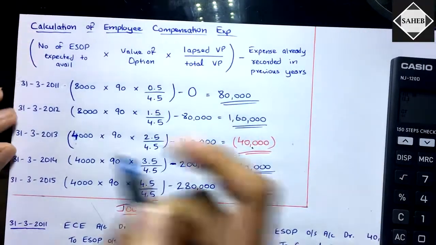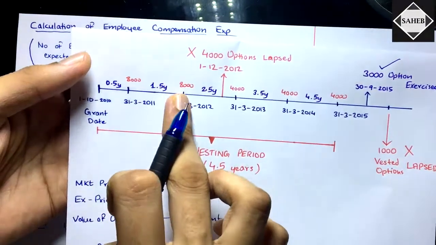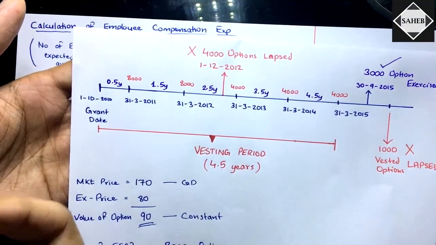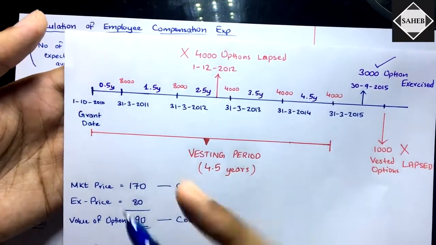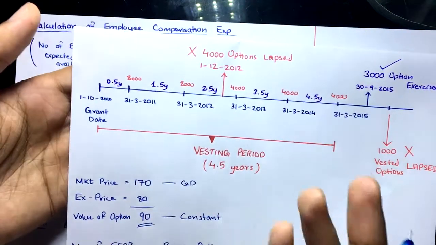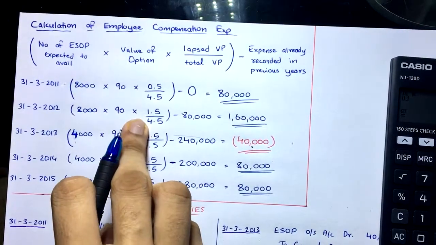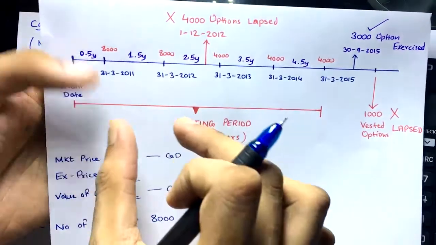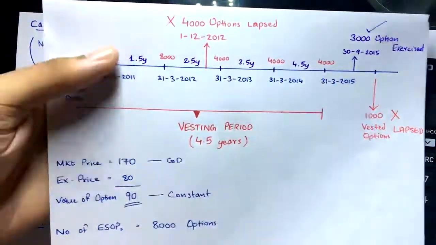Is that clear? Then 31st March 2012, still we can safely assume that all the options will be exercised in future, because nothing is mentioned otherwise. If something had been mentioned in the question, then we would have changed our estimate, but nothing is mentioned. We can safely say that all the 8,000 options will be exercised in future. So 8,000 into 90, the value of option, into the vesting period. Till 31st March 2012, how much year has been passed? 1.5 year has been passed, and the total vesting period is 4.5 years.